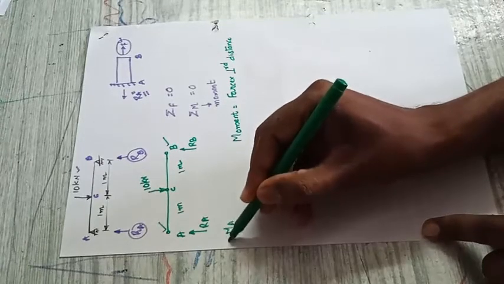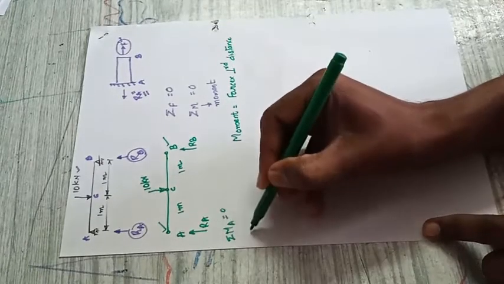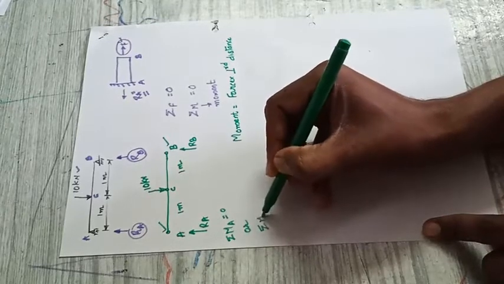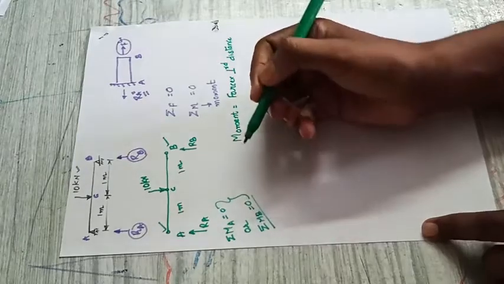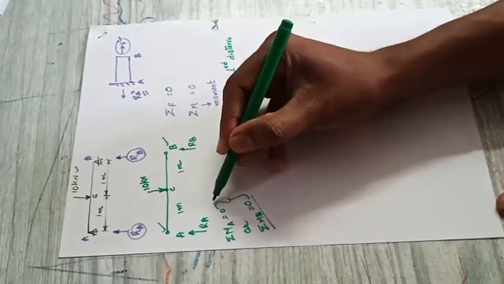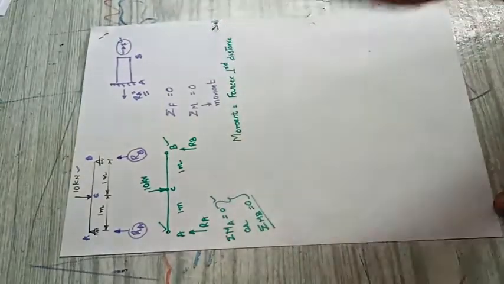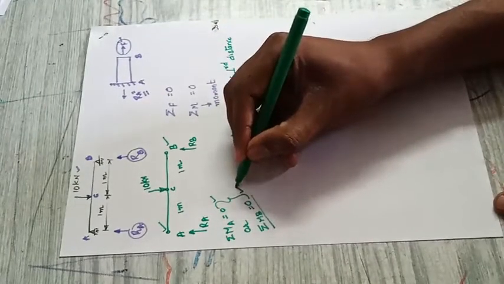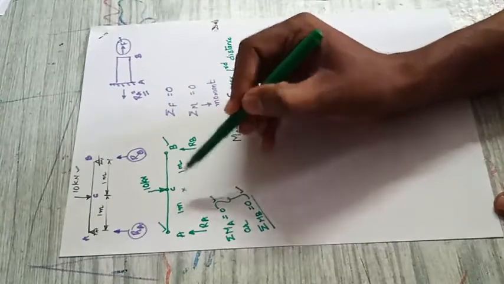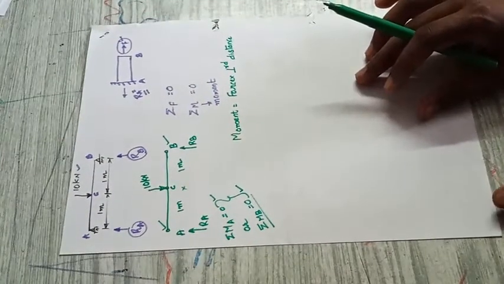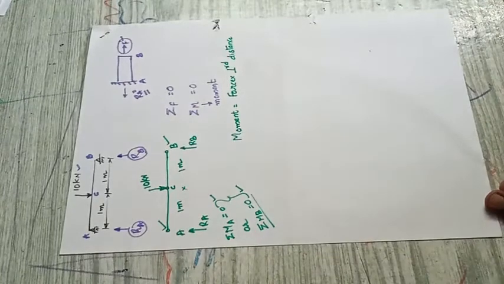Summation of the moment about A is equal to 0, or summation of moment about B is equal to 0. These two conditions you can use to find the reaction force. Whichever you use, the value you find will be the same as with the other condition. So we cannot take a moment at point C. We are not finding the moment at point C at all. We are only focusing on where it is supported, at A and B. So we will take the moment about A as well as B.